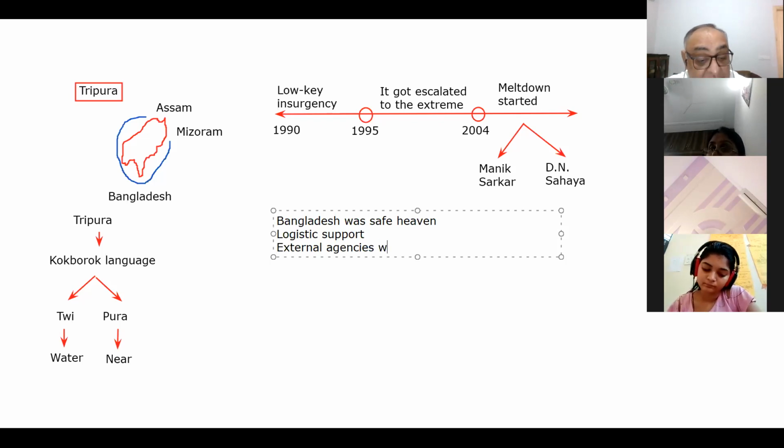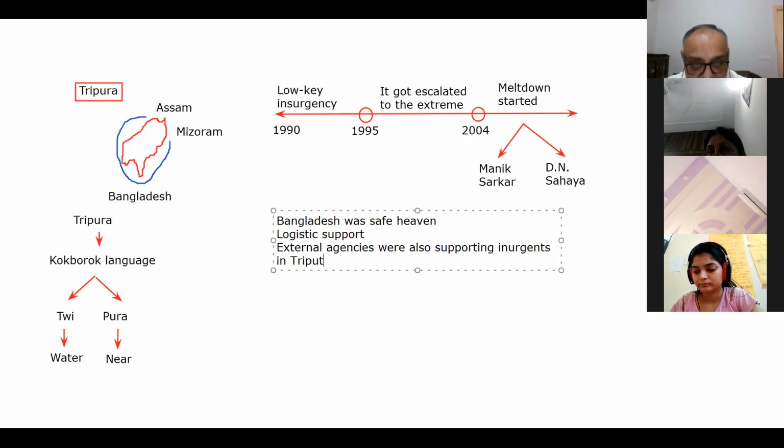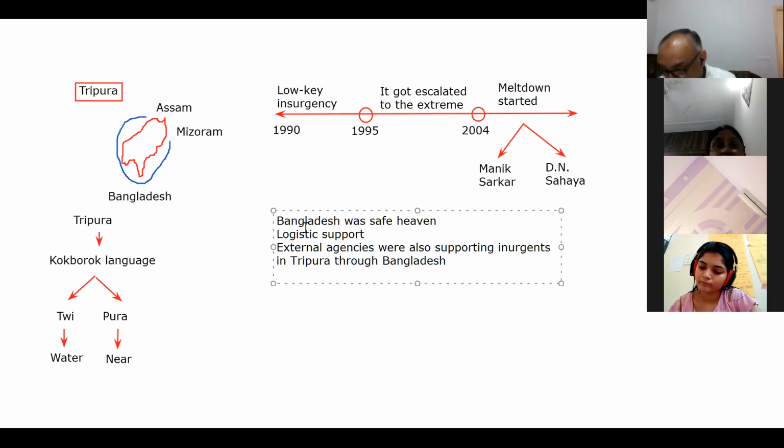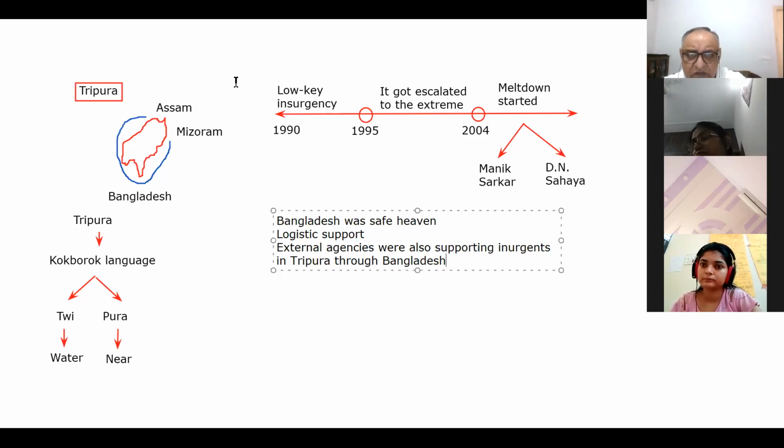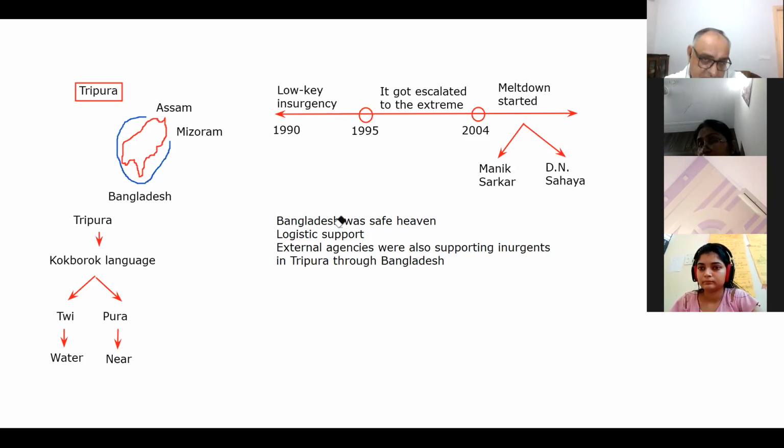So you can say external agencies were also supporting insurgents in Tripura through Bangladesh. Bangladesh के through इनको support कर रही थी, right. So that was the problem for India. So you can say these were the main reasons, prominent reasons. Even Bangladesh में इनके training camp भी होते थे, सब कुछ होता था, right? So such were the things which were there.